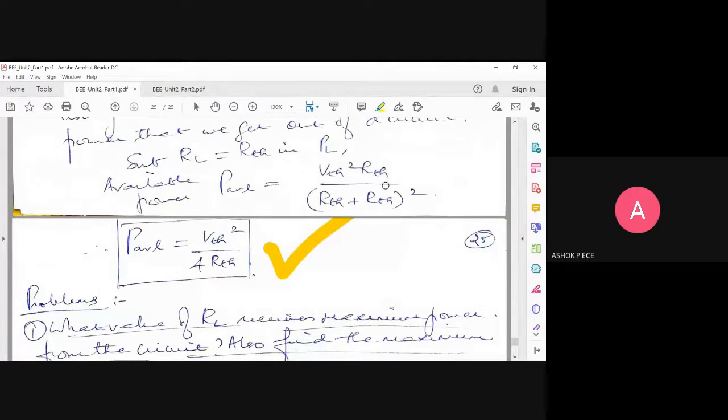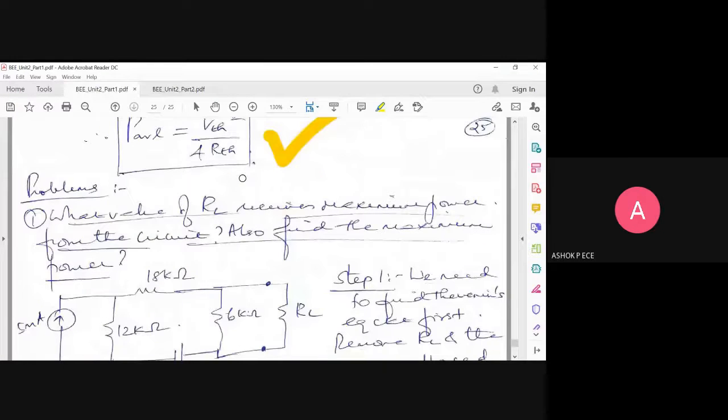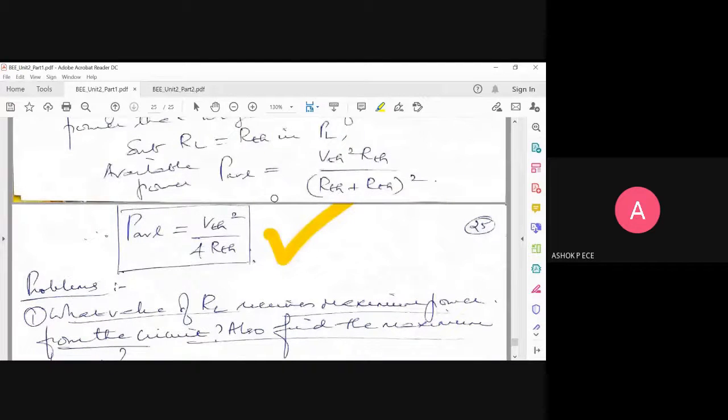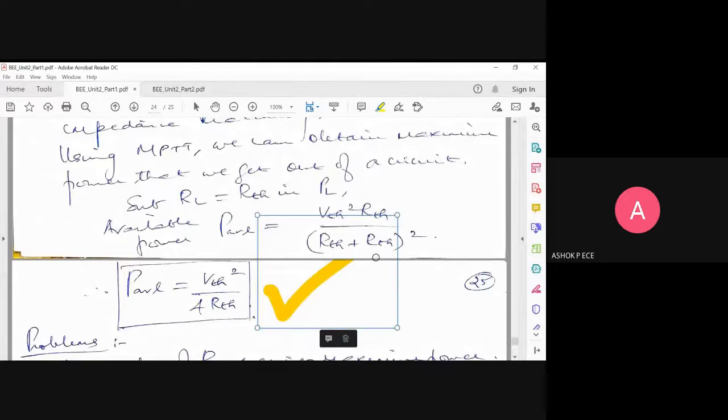Remember one thing: whenever the maximum power transfer theorem is asked, two questions are possible. They will ask what value of resistance can give maximum power. For that, you have to find RTH. Second question, they will ask what is the maximum power. For that, you have to find the value of P. For both, you need to draw a Thevenin's equivalent circuit. So this maximum power transfer theorem is fully based on Thevenin's theorem. If you're strong in Thevenin's theorem, this maximum power transfer theorem is nothing. It's very, very simple. Shall we look at problems in maximum power transfer theorem?